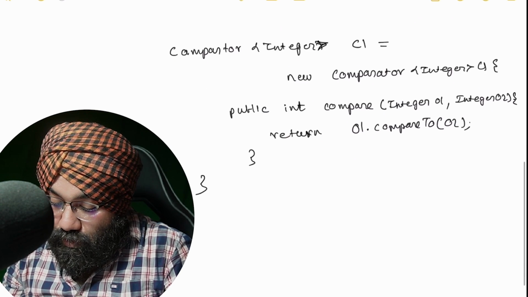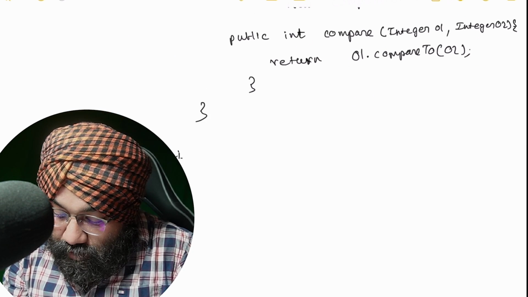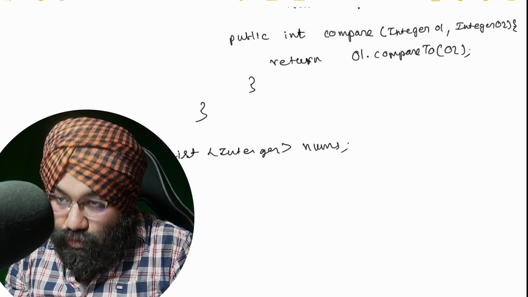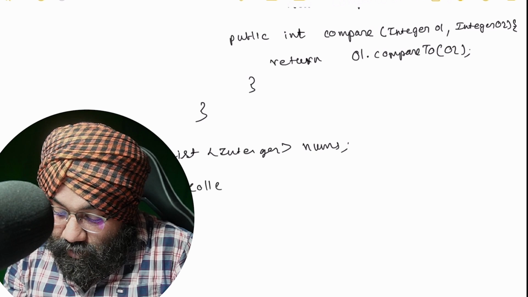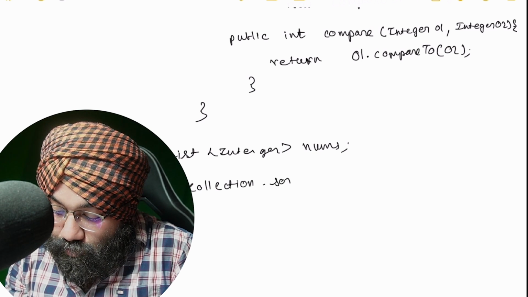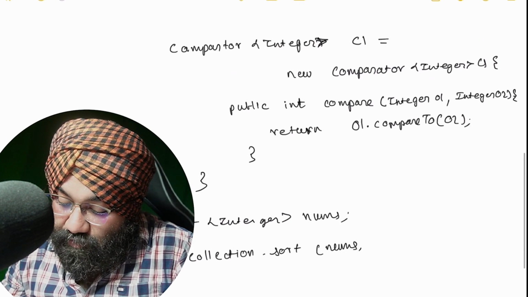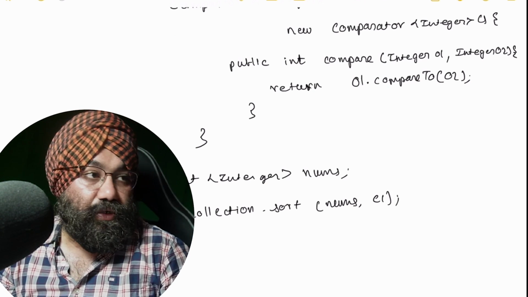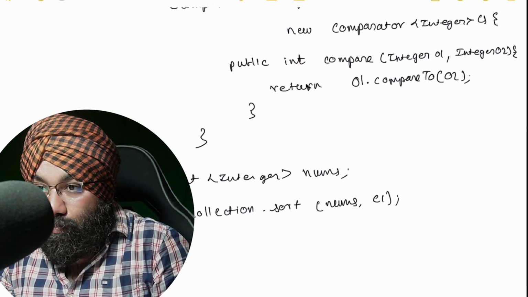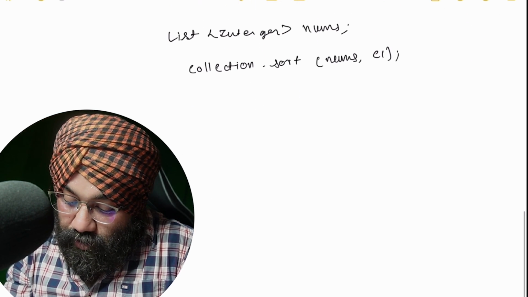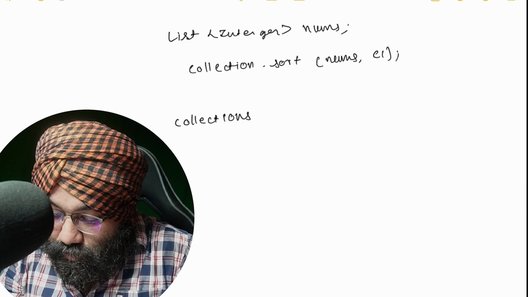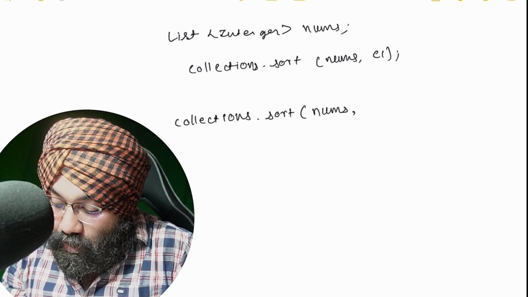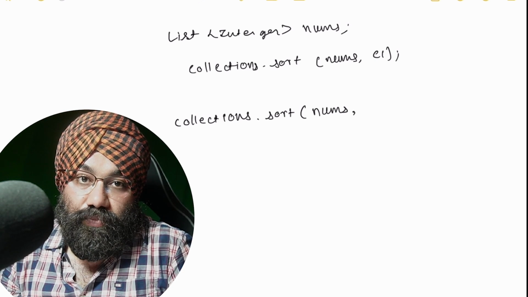So suppose you have a list of integer nums. If you want to sort this list, you could have done Collections.sort(nums), and then you could have passed this comparator here. So you have to do this much line of coding. But what you can do is simply you can do Collections.sort(nums), and here only you can define your lambda expression.